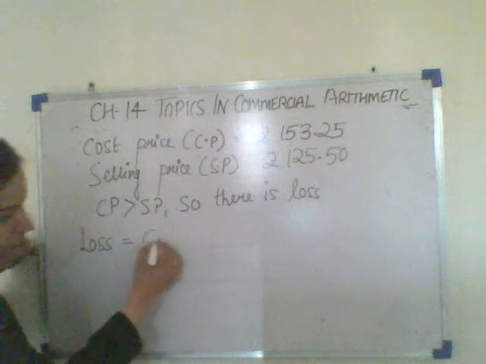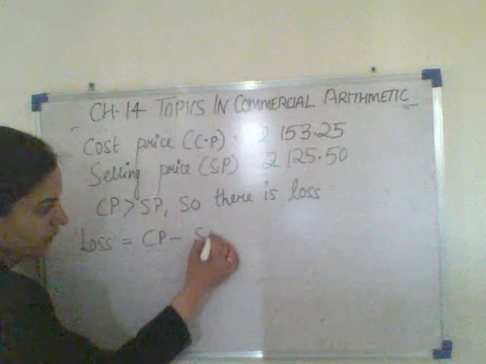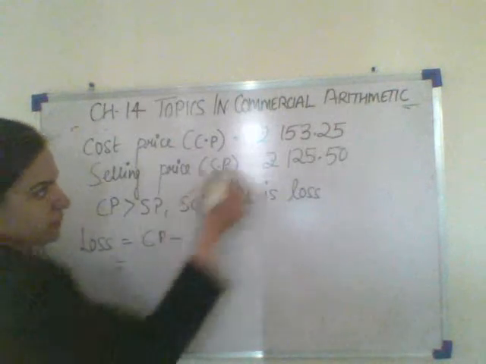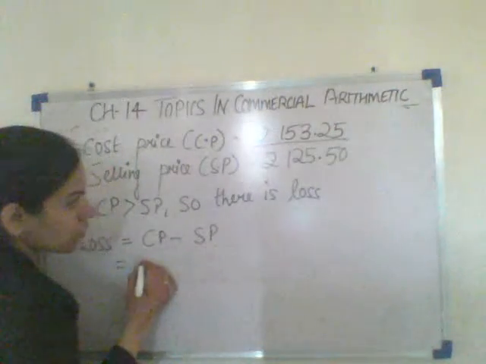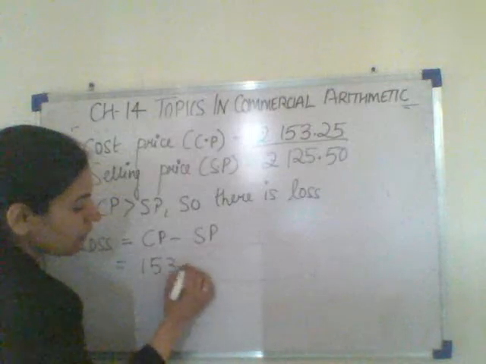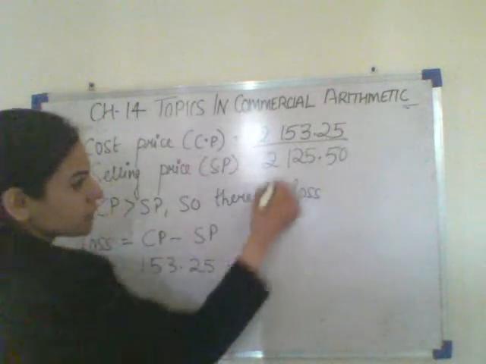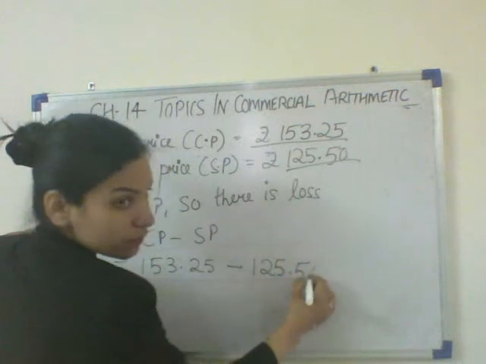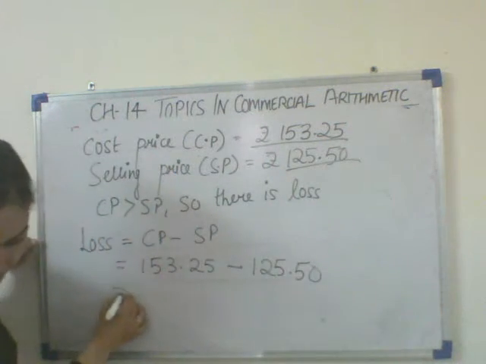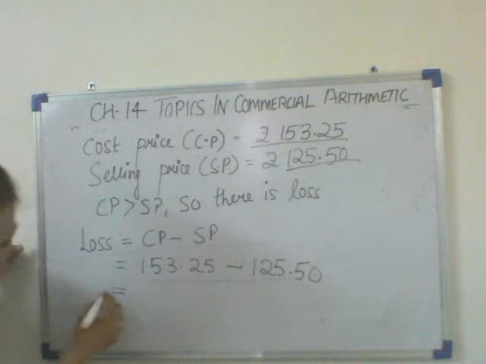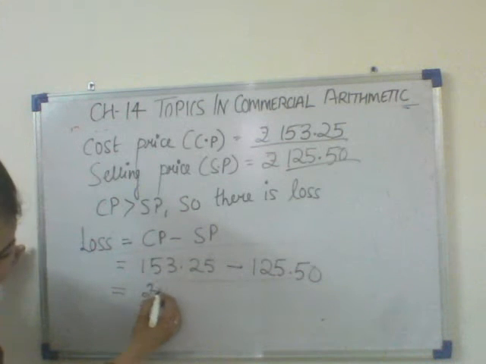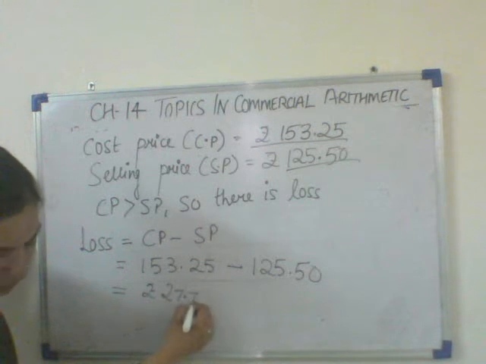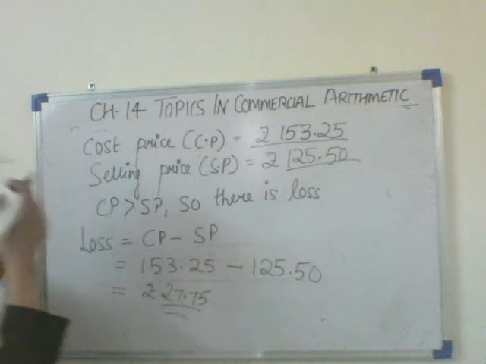Now how do we find the loss? The loss is equal to cost price minus selling price. What is the cost price? 153.25 minus, what is the SP? 125.50. This is the SP. So what is the loss? It is rupees 27.75. This is the loss.